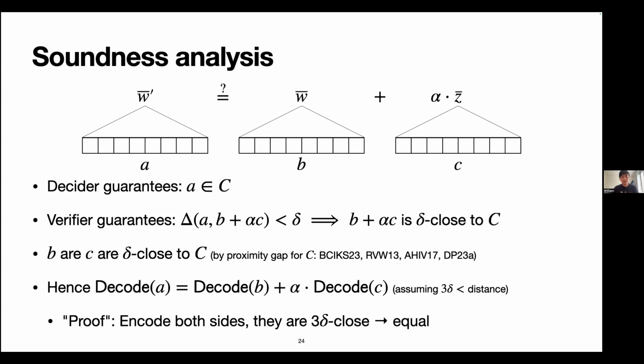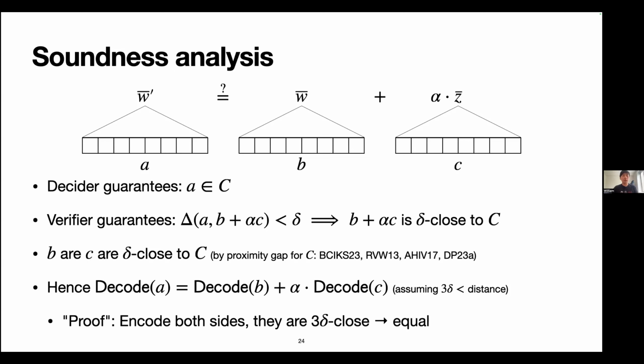you can imagine you encode both sides. If you encode the left-hand side, you just get back A, which is a code word. And if you encode the right-hand side, you get a code word which is 2 delta away from B plus alpha C, by a triangle inequality. And since you know that A and B plus alpha C are also delta close, again by a triangle inequality, you can conclude that the right-hand side encoded and the left-hand side encoded are 3 delta close to each other. And assuming that 3 delta is less than the distance of the code, this implies that these two code words are actually equal, and hence the decodings are equal. Okay, but yeah, this is just an intuition.